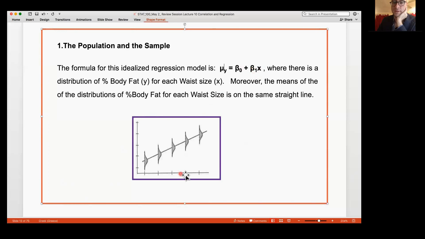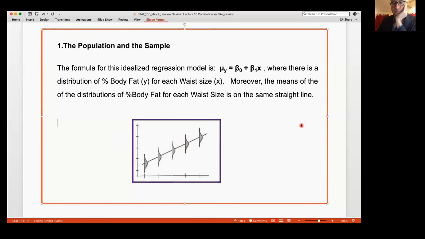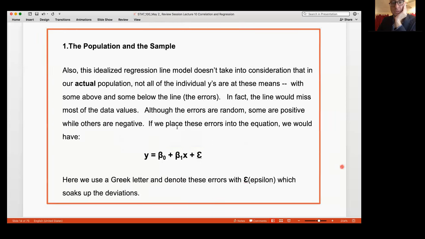So if we have this right here as our x, we can estimate what mu of y would be and the distribution of potential mu of y. But when we talk about what the actual y would be for a particular value of x, we're going to use this error term. And this is because not all individual y's are at these means, because some are below and some are above the line. Without errors, we'd miss most of the values.